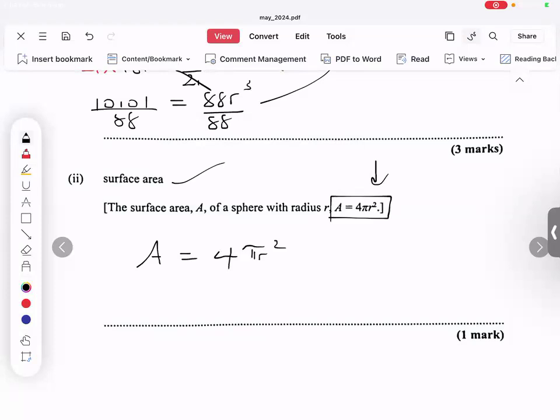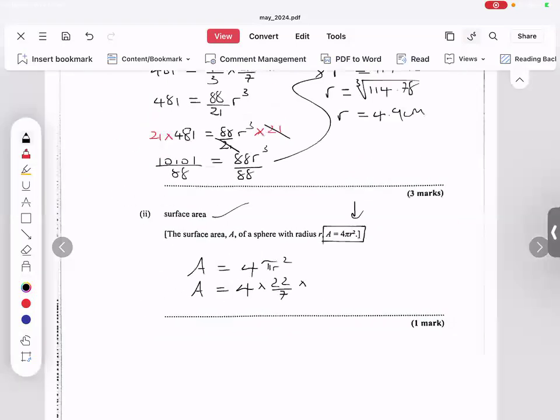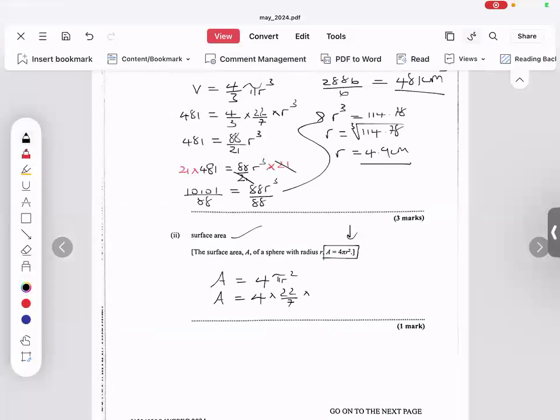Just know you have to do it by the next year. So now CXC is actually giving it to you. So A is equal to 4. We are told to use pi as 22/7. And you just calculated R. So see the R we just calculated here?